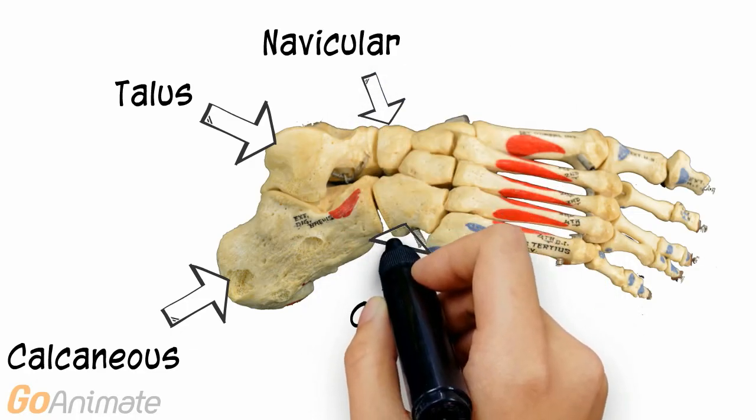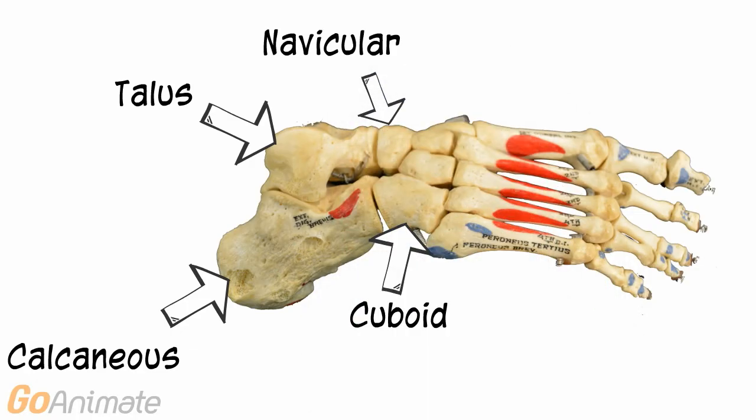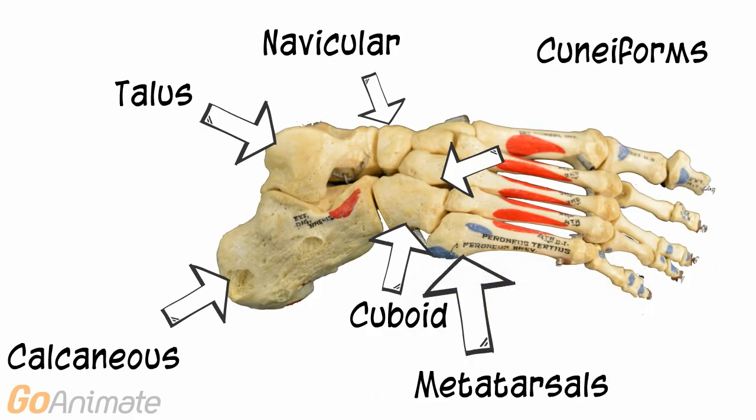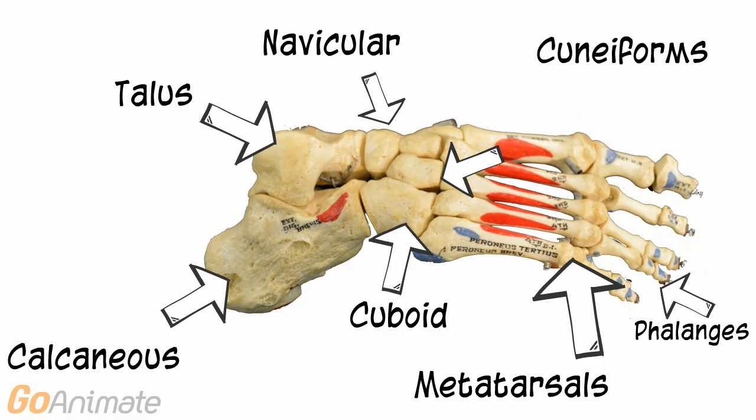The talus articulates with the navicular bone and the calcaneus with the cuboid on the lateral side of the foot. There are also three cuneiform bones. Here are the metatarsals. The toes contain the phalanges.